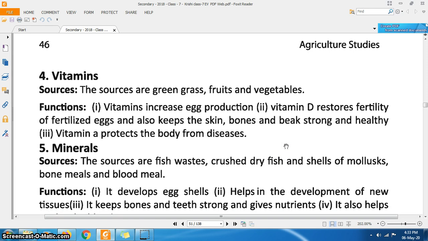Vitamins. The sources are green grass, fruit and vegetables. Function. Vitamins increase egg production. Vitamin D restores fertility of fertilized eggs and also keeps the skin, bones and beak strong and healthy. Vitamin A protects the body from diseases.